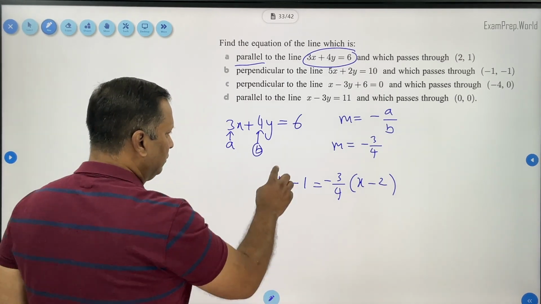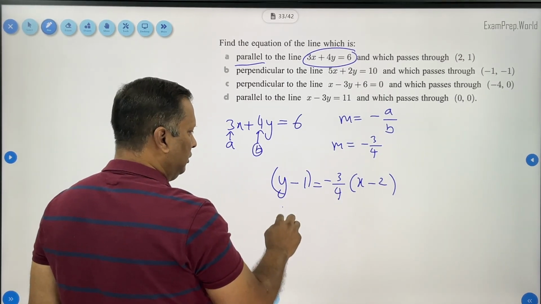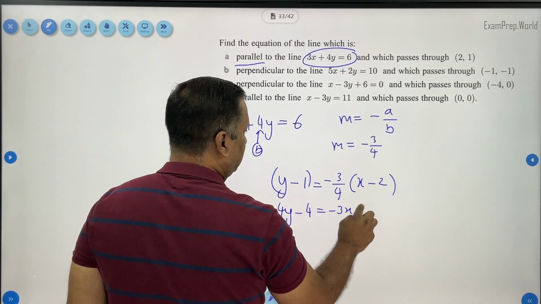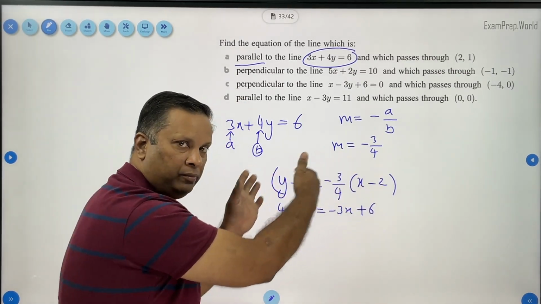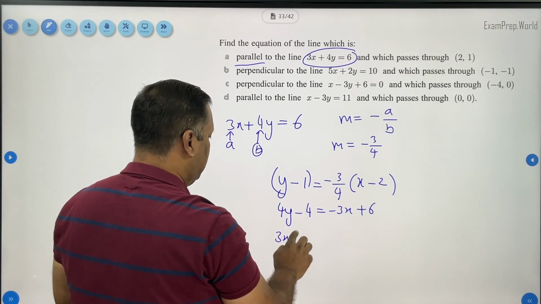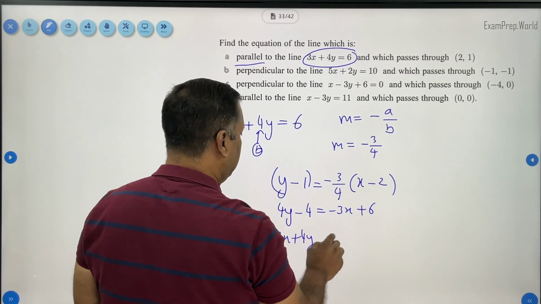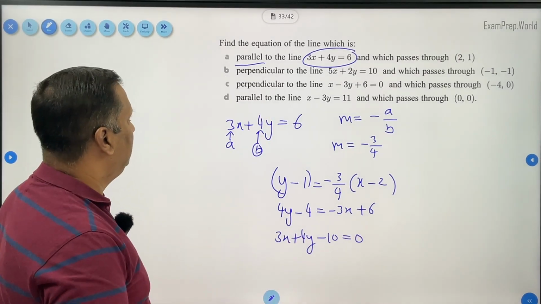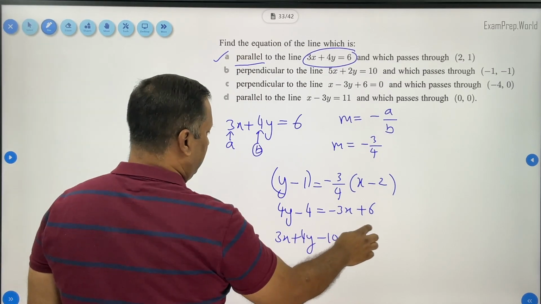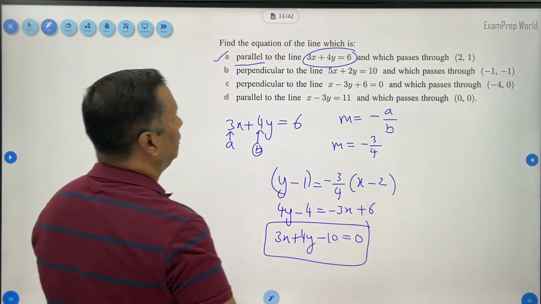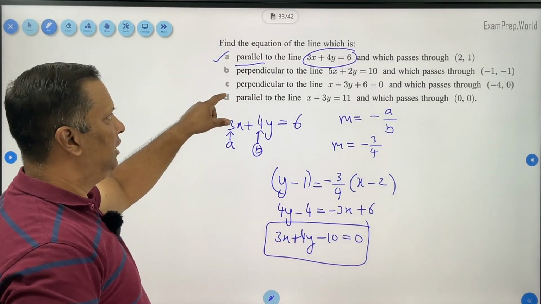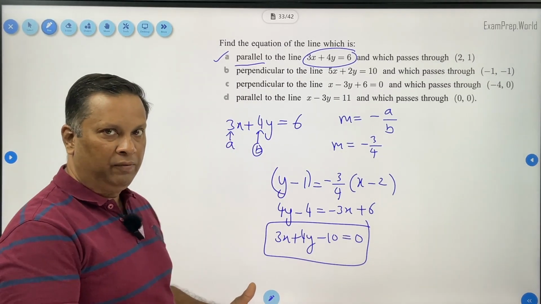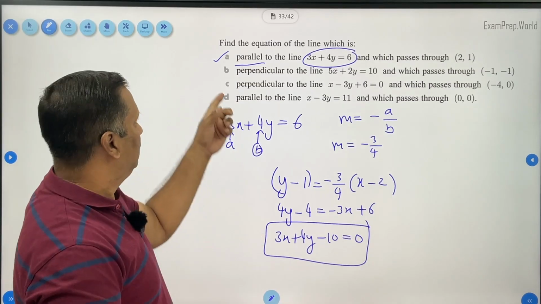What do we do now? Multiply 4 with this bracket. 4y minus 4 equals negative 3x plus 6. Get all of them this side. 3x plus 4y minus 10 equal to 0. So we have found the equation of the line for A. So simple. Now I will show you B, and C and D are similar, so you can do them. Now I think you would have got comfortable doing this kind of questions. Let's do another one.